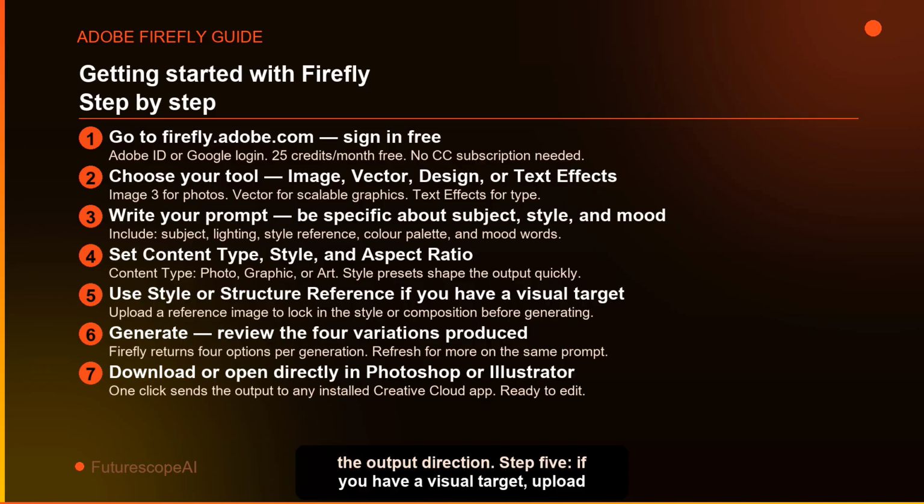Step 5. If you have a visual target, upload a style or structure reference image. This locks in the look before the first generation. Step 6. Generate. Firefly returns 4 variations, review them and refresh for more on the same prompt if needed. Step 7. Download the output or click to open it directly in Photoshop or Illustrator with one click.